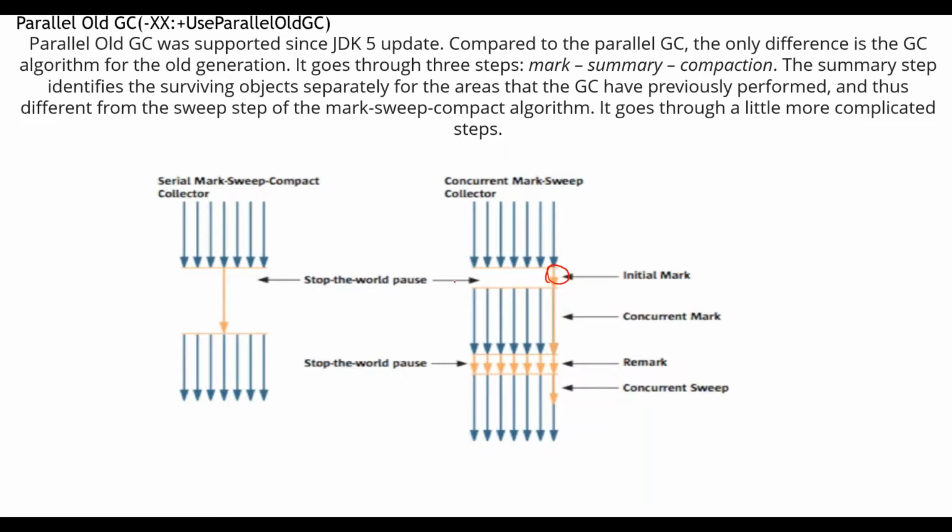Then the stop-the-world pause is released, and once it understands which objects have to be marked, it will start this marking along with the application threads. You can see these blue threads are your application threads, and this yellow or orange thread is your daemon thread, or your GC thread. Initially it identifies which objects have to be marked, which areas have to be accessed for the GC. Once it is identified, it will start the concurrent mark.